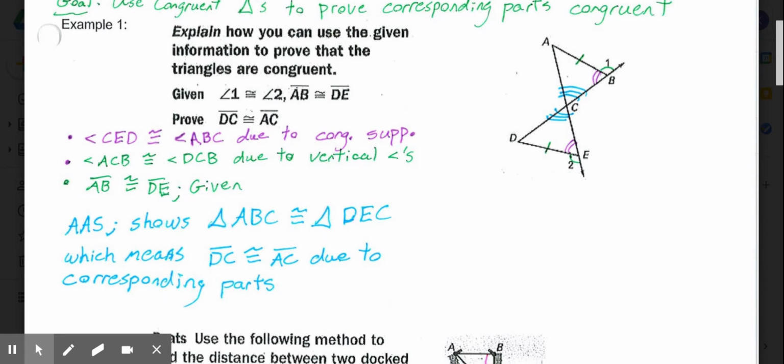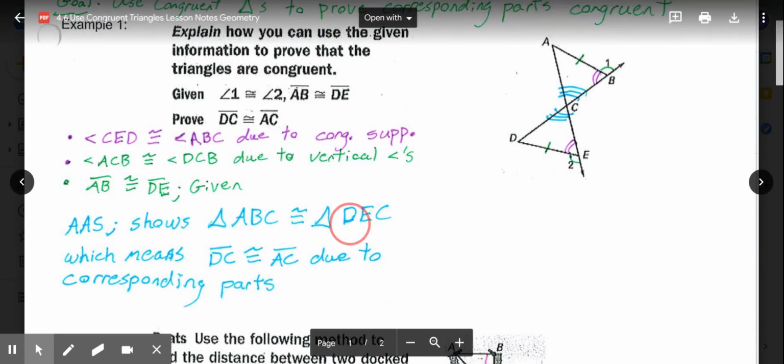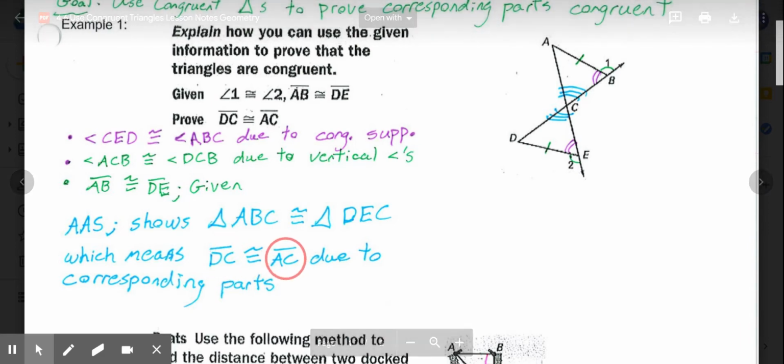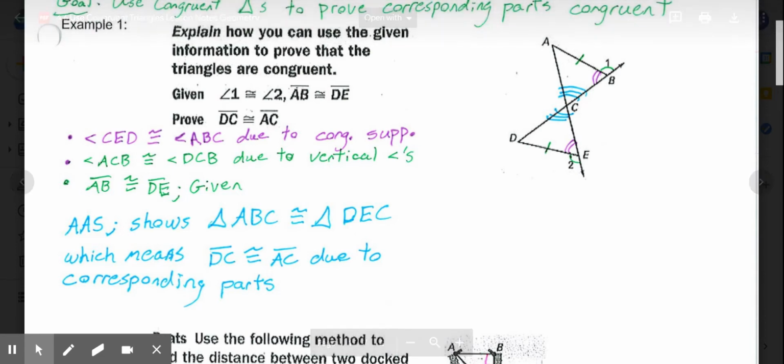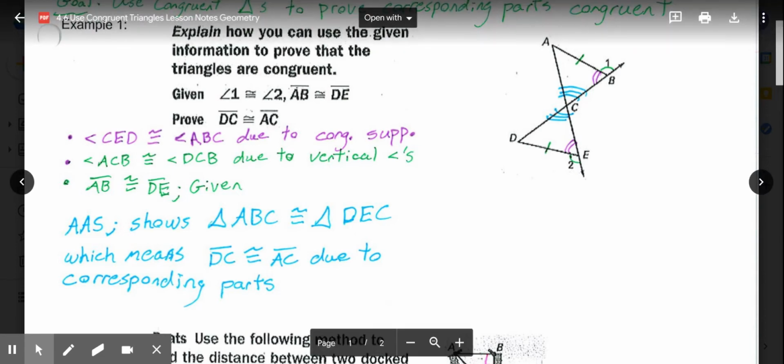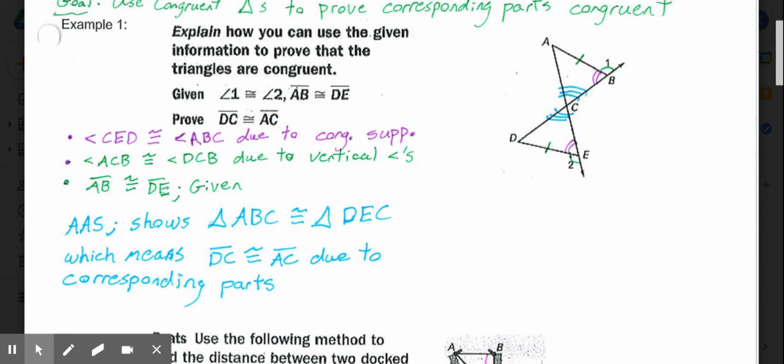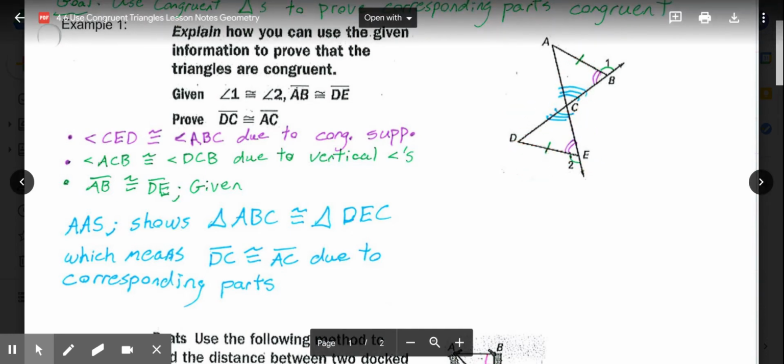Then based on that information, because the two triangles are congruent, DC is congruent to AC due to corresponding parts of congruent triangles being congruent. So once we've established that the triangles are congruent, we know any of their corresponding parts are also congruent. So side DC here and side AC here.